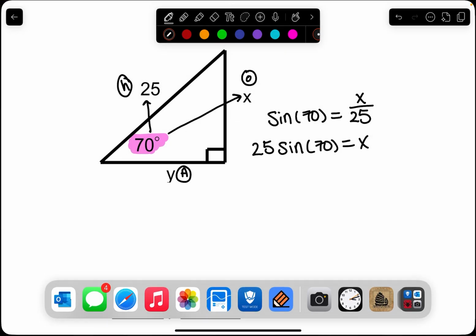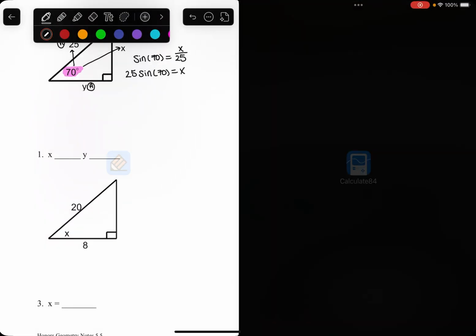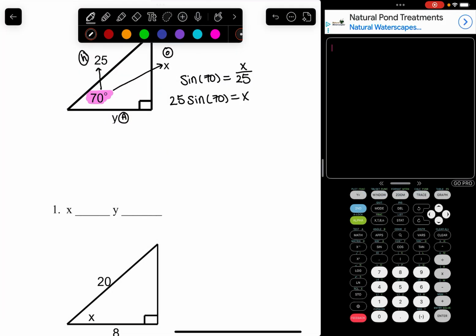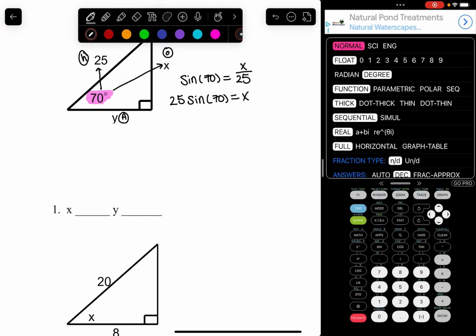Remind me later. I'm going to pull up my calculator. I'm going to scoot it over just a bit. Leave me alone. Okay, I'm going to make sure that degrees are turned on.